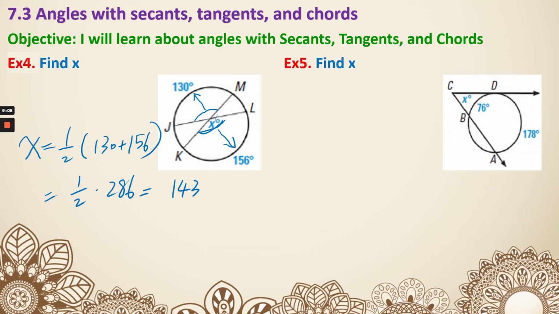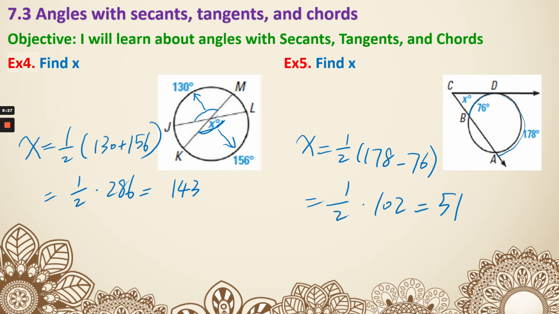Number 5. Now x is outside, and it's going to be the further away arc subtracting the closer arc. X is going to be 1/2 times 178 minus 76. That is going to be 1/2 times 102, which is 51. Degree symbol is given, so I just need the number. X is 51.